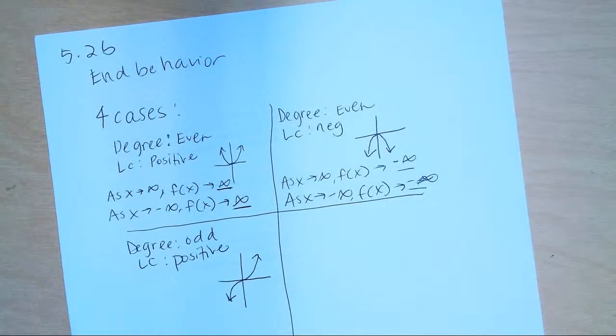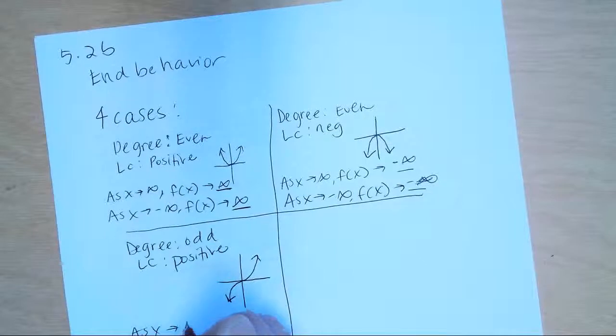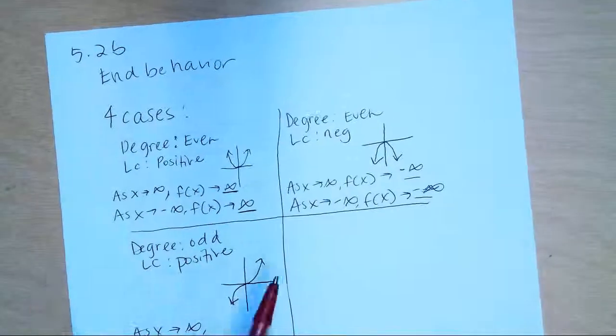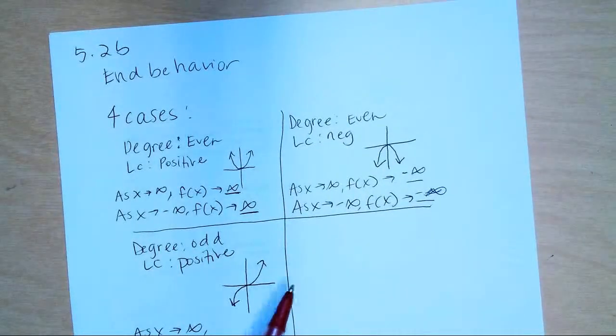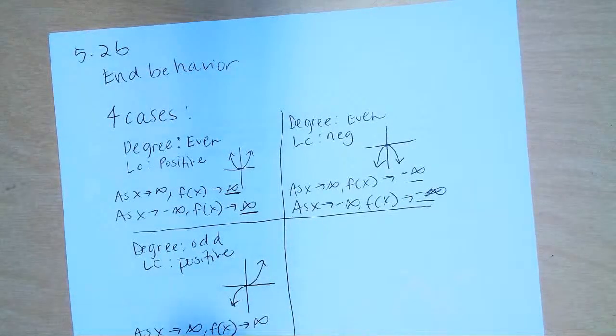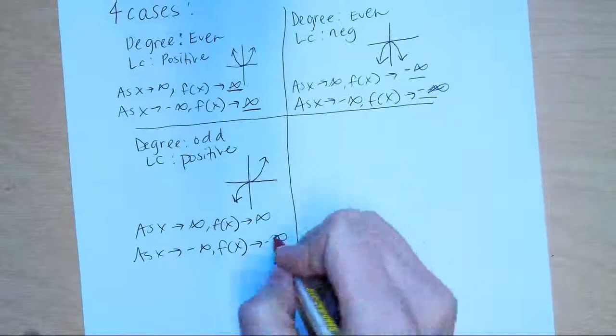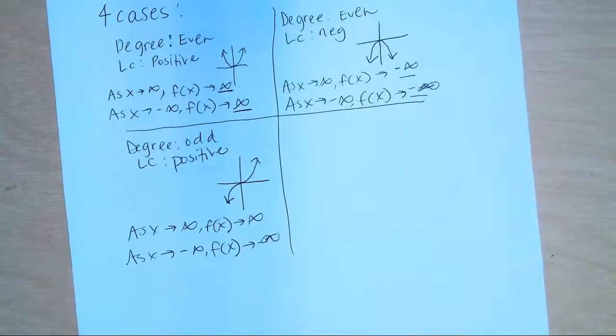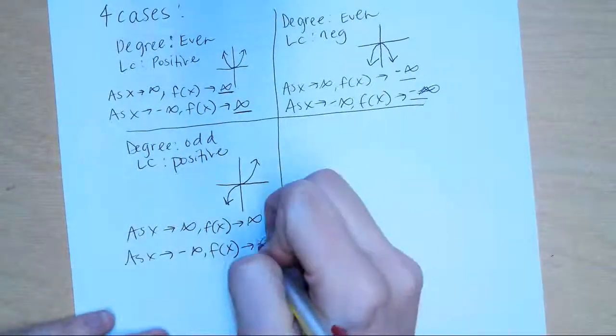Well, we have to talk about the specific ends. What happens on the left end? It's going down. What happens on the right end? It's going up. So, as x approaches infinity, as x is on the right end, what is the function doing? Going to infinity. As x approaches negative infinity, what's happening? Yes. It's approaching negative infinity.